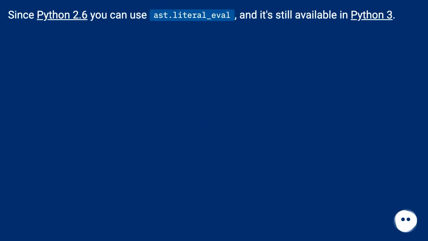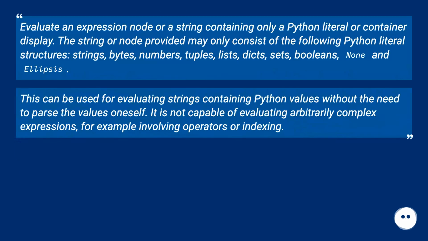Since Python 2.6 you can use ast.literal_eval, and it's still available in Python 3. Evaluate an expression node or a string containing only a Python literal or container display. The string or node provided may only consist of the following Python literal structures: strings, bytes, numbers, tuples, lists, dicts, sets, booleans, None and Ellipsis. This can be used for evaluating strings containing Python values without the need to parse the values oneself. It is not capable of evaluating arbitrarily complex expressions, for example involving operators or indexing.